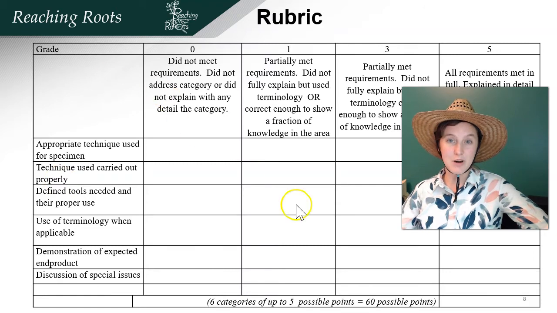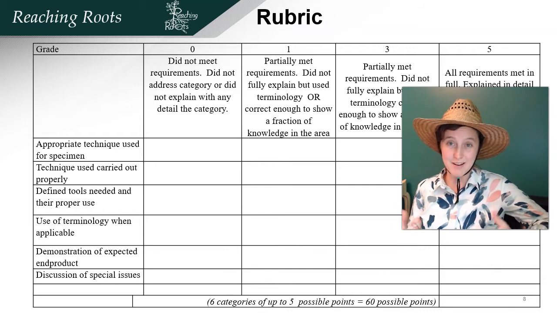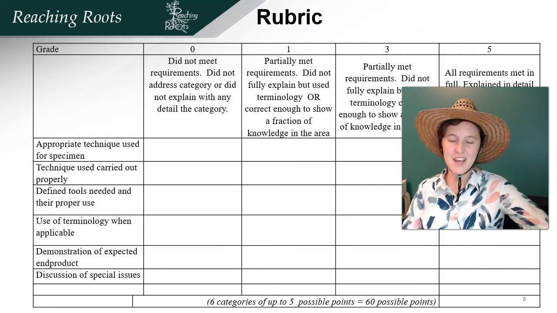But what is the rubric? How are you going to be graded on this assignment? So you'll be wanting to pick the right plant for the right technique. You wouldn't be wanting to do a technique that isn't possible for that plant. For example, you wouldn't want to be doing a crown division of a plant that doesn't have multiple stems. You'll also want to make sure you're doing that technique correctly. So technique should be carried out properly.